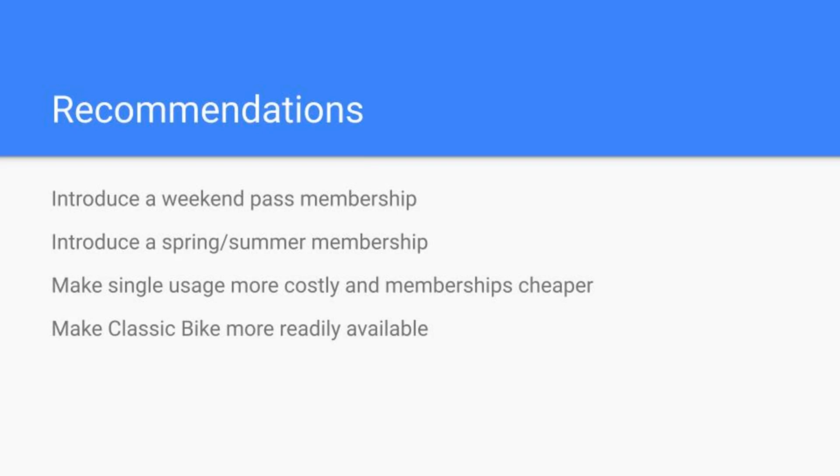And lastly, because the classic bikes were so much more popular, I think if we make those more widely available and have more classic bikes, that would make signing up for the membership more appealing. Because those are the most popular bikes, it would make the membership higher quality.